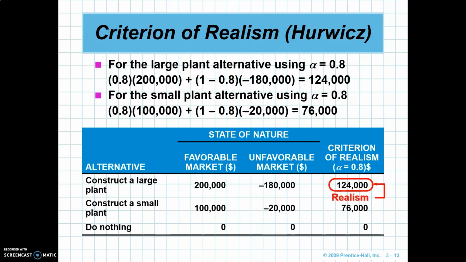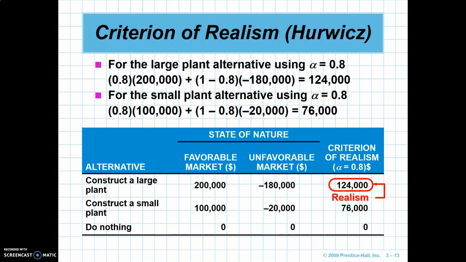So what will we be getting? 0.8 into 2 lakhs plus 1 minus 0.8 into minus 1 lakh 80,000. So I'll be getting 1 lakh 24,000, which is the criterion of realism. This is the weighted average of the first row. Similarly, you have to calculate the weighted average of the second row, for the small plant alternative using alpha equal to 0.8: 0.8 into 1 lakh plus 1 minus 0.8 into minus 20,000. You'll be getting 76,000. And for do nothing, obviously it's 0, so you'll be getting 0.